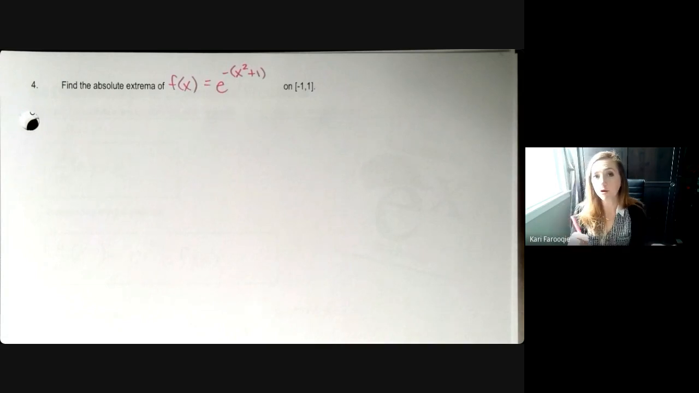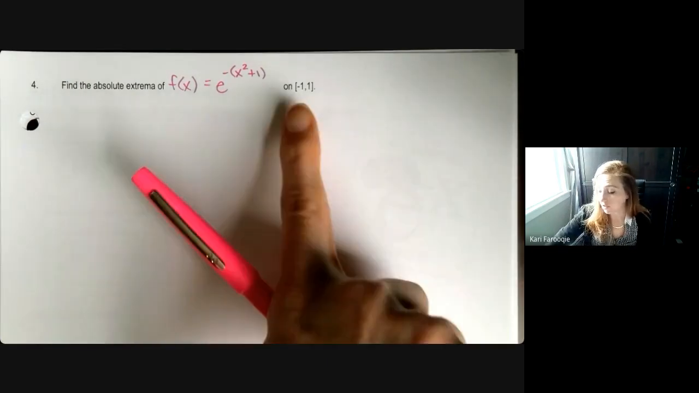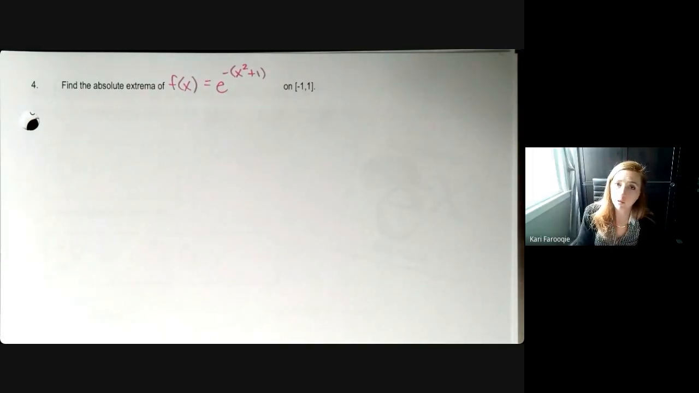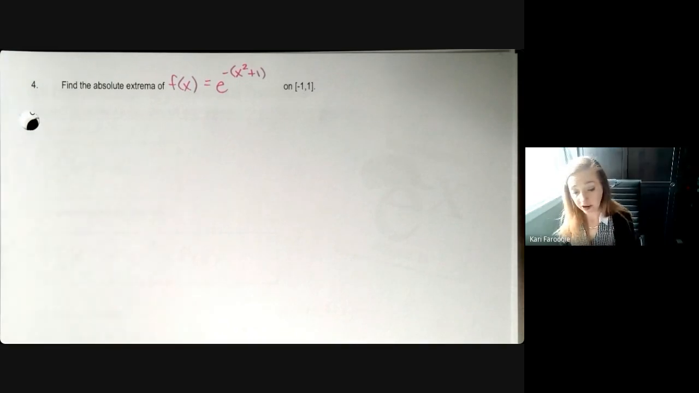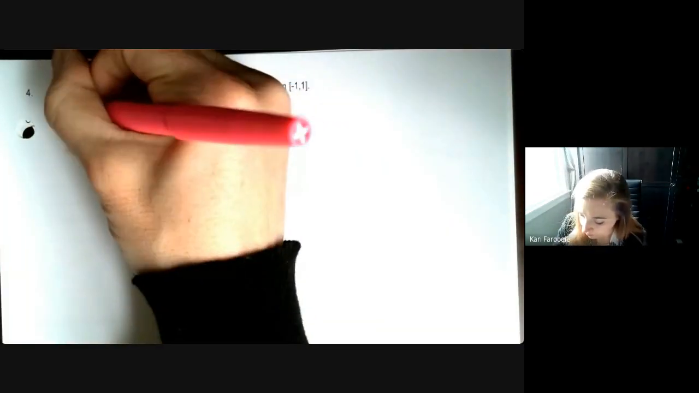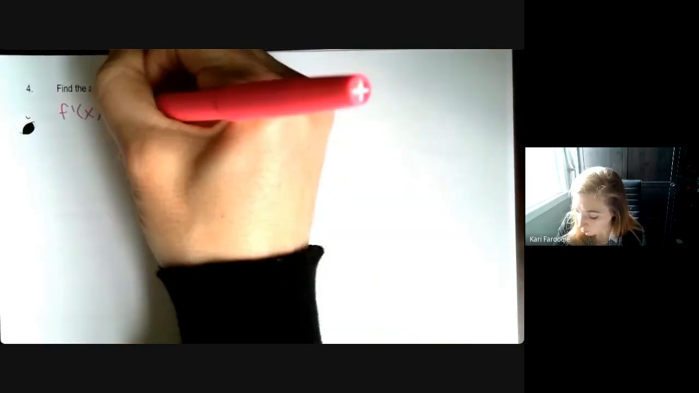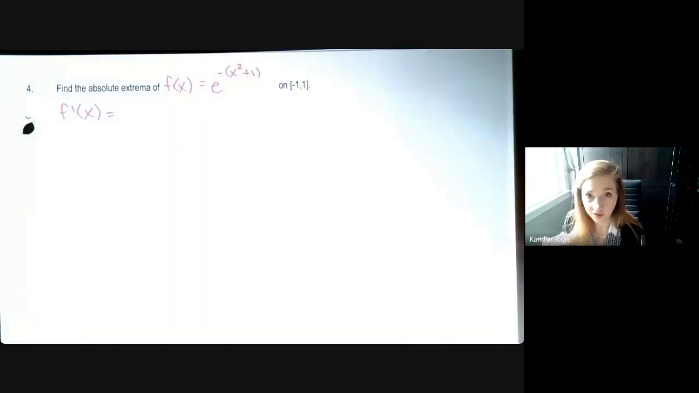So remember, what we're going to do is we're going to find the first derivative. We're going to find critical numbers. We're only going to look at critical numbers that are inside this closed interval. And then we're going to test the y values at the endpoints and test the y value at the critical number and figure out which one is the largest and which one's the smallest. So let's go ahead and get started by finding the first derivative, f prime of x. So remember, to do this, we're just going to keep our expression exactly the same.